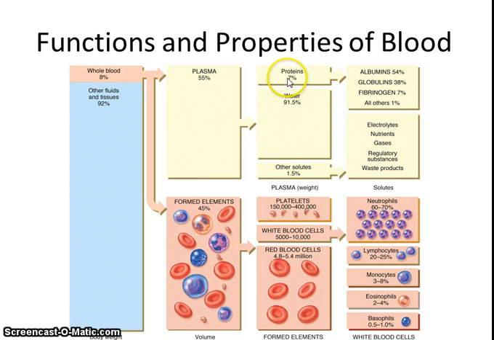And we'll look at the protein in there, discuss that it's mostly water and other solutes. We'll look at those proteins. And then in the formed elements, we'll look at red blood cells, white blood cells, and here's the different types, and platelets.